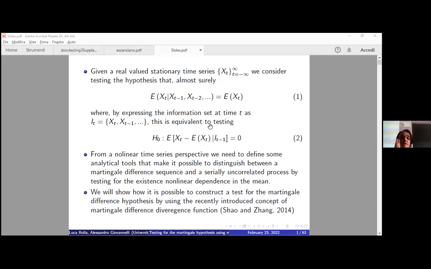Talk about testing for the martingale property using martingale difference divergence function.